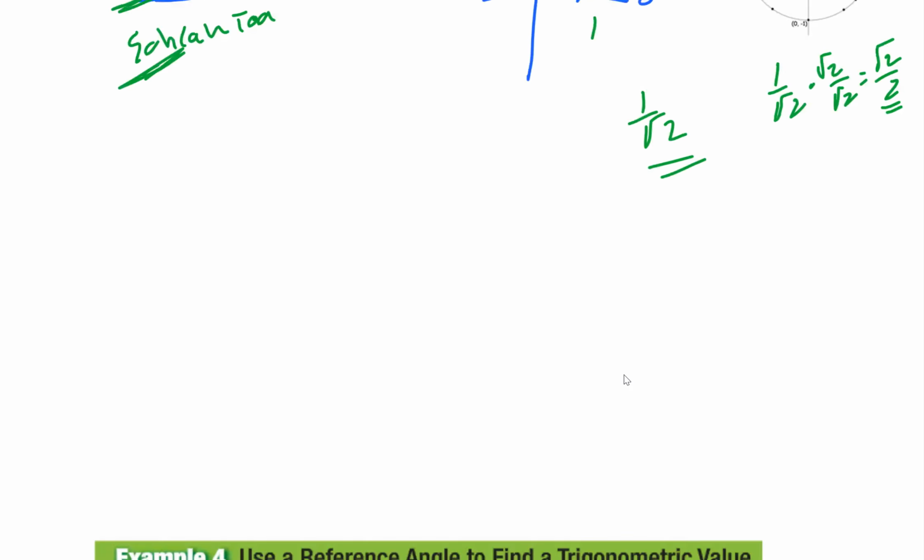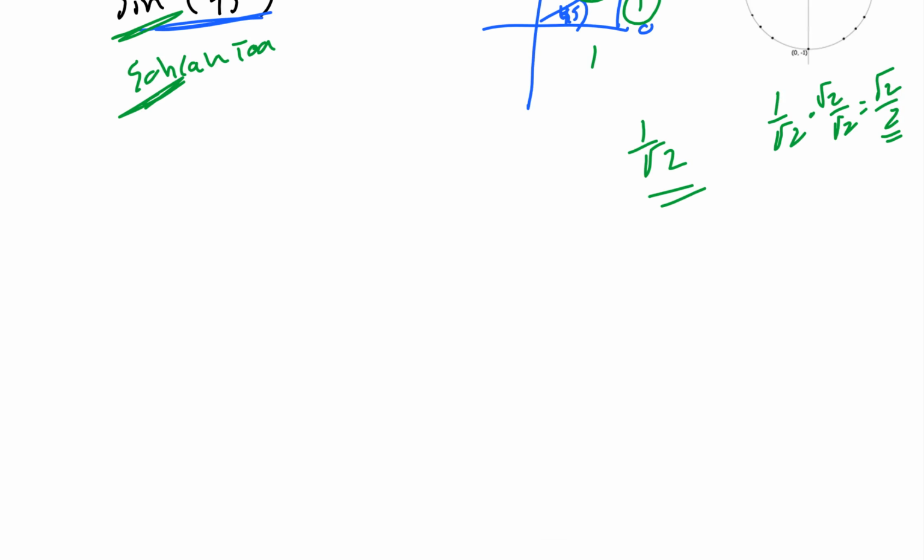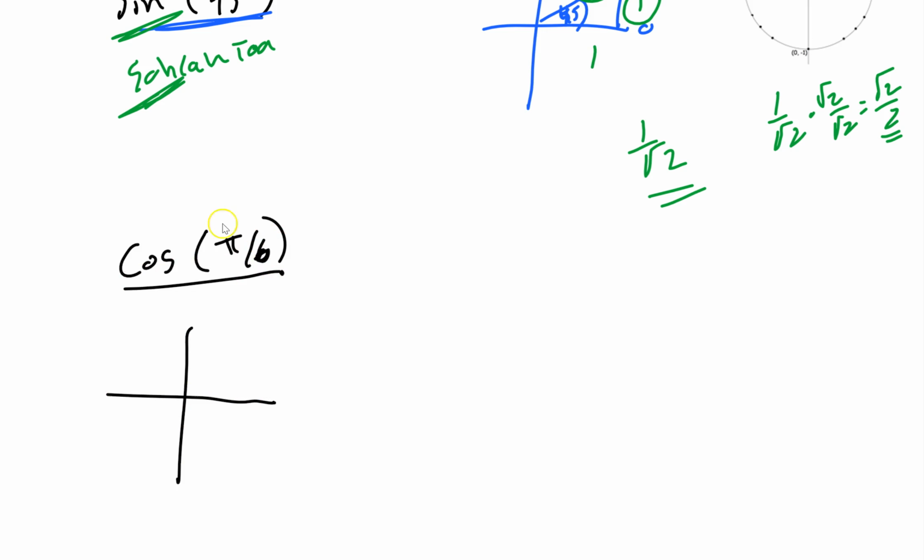So let's do another one. Let's do cosine of pi over 6. So first step, no matter what, is draw this. I don't care which way you're doing it, you've got to draw this. Pi over 6. Now remember, anytime it's a 1 on top with radians, it's in quadrant 1. So it'll be over here somewhere.